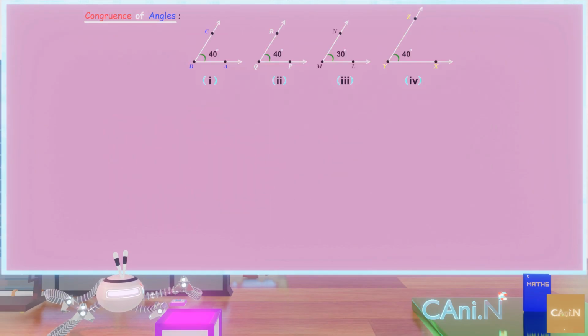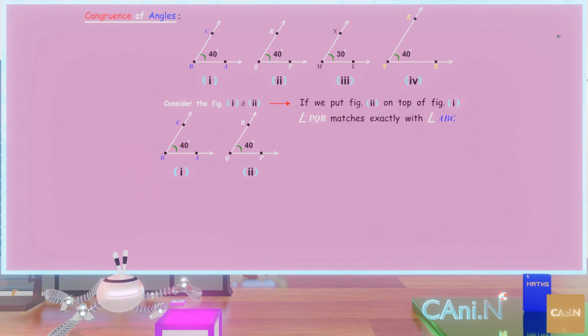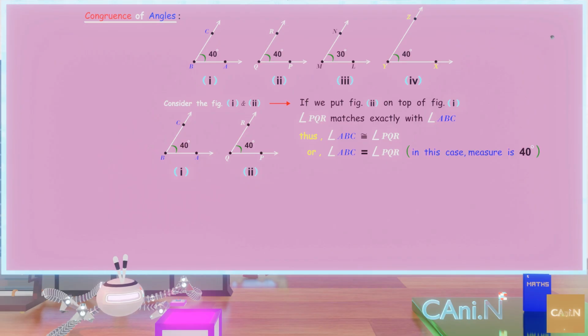Now, congruence of angles. Consider figure 1 and 2. If we put figure 2 on top of figure 1, angle PQR matches exactly with angle ABC. Thus, angle ABC is congruent to angle PQR. Or, angle ABC equals angle PQR, since the angle measure is 40 degrees.